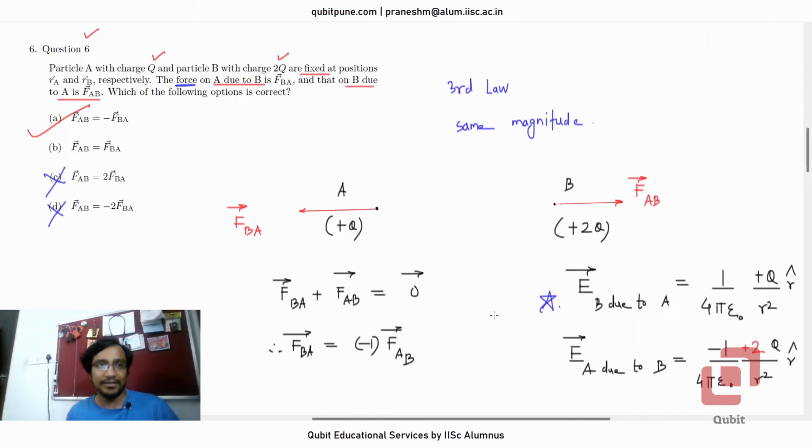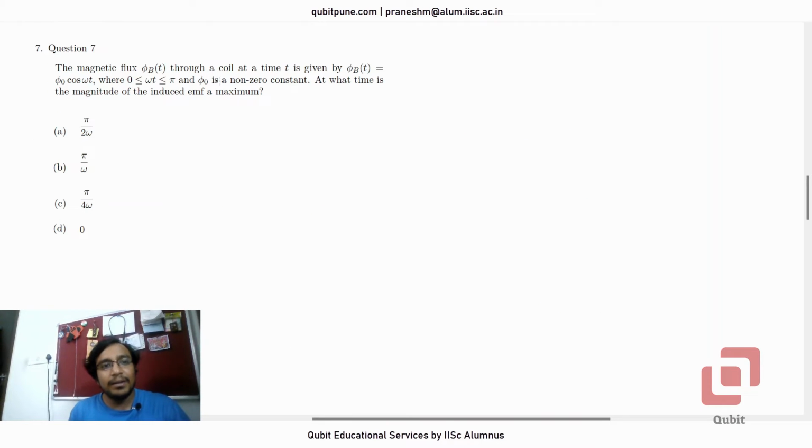Yes, let's now go to question 7. The magnetic flux phi B through a coil at a time t is given by phi B of t equal to phi naught cos omega t, where 0 is less than or equal to omega t, which is less than or equal to pi, and phi naught is a non-zero constant. At what time is the magnitude of the induced EMF maximum? And we have got 4 options. This is another easy question in the paper.